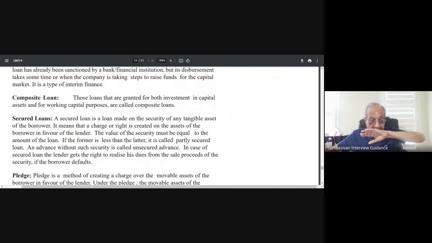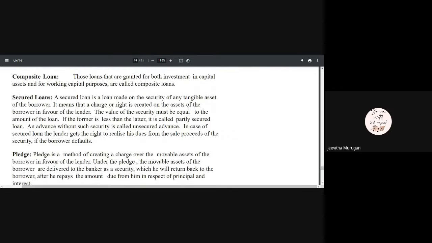Okay, sir. Composite loan. Those loans that are granted for both investment in capital and for working capital purposes are called composite loans. Secured loan. A secured loan is a loan made on the security of any tangible assets of the borrower.